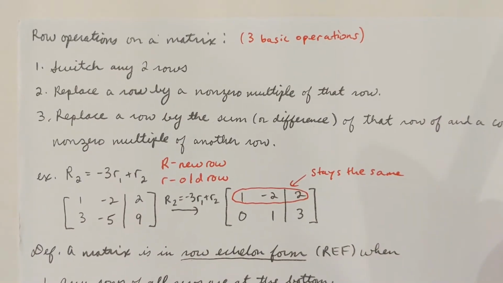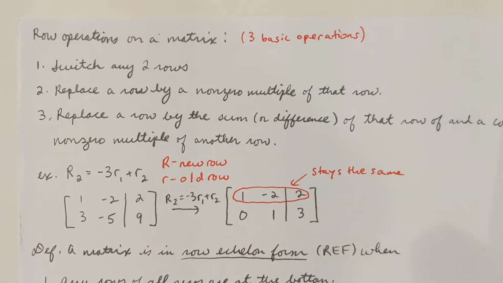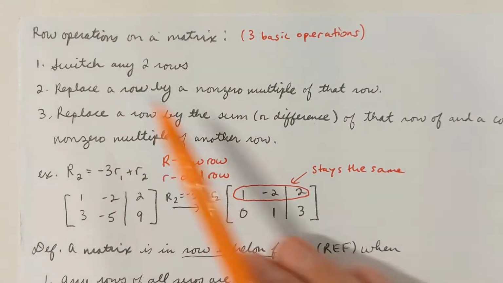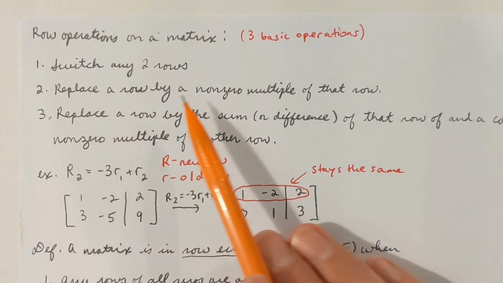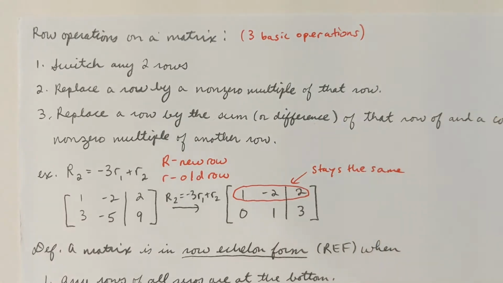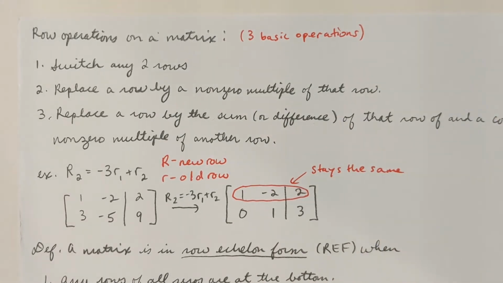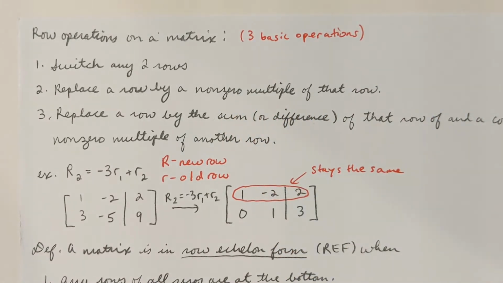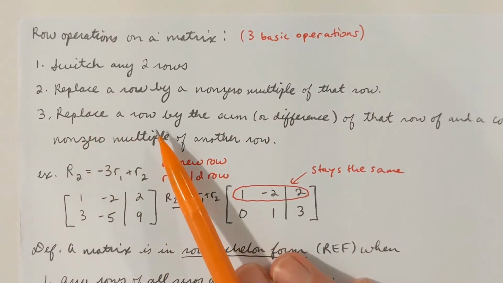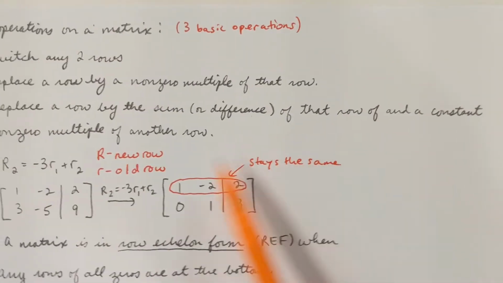The next thing that we'd want to know is various operations on a matrix. There are 3 row operations that we're allowed to use. The first one, we can switch any 2 rows, and if you think about this with a system, you can switch any 2 equations, and that's not going to matter. You still have the same group of equations regardless of what order they're in. The second one, you can replace a row by a non-zero multiple of that row. Again, if you think of that in terms of a system, if you have an equation, you can multiply both sides by a number as long as it's not 0.